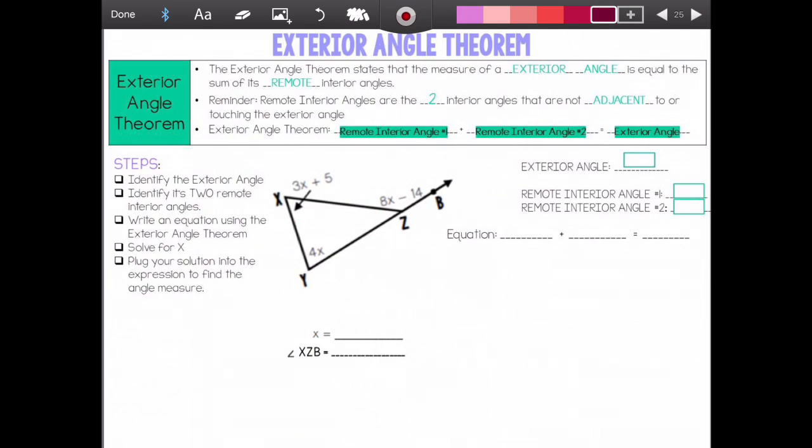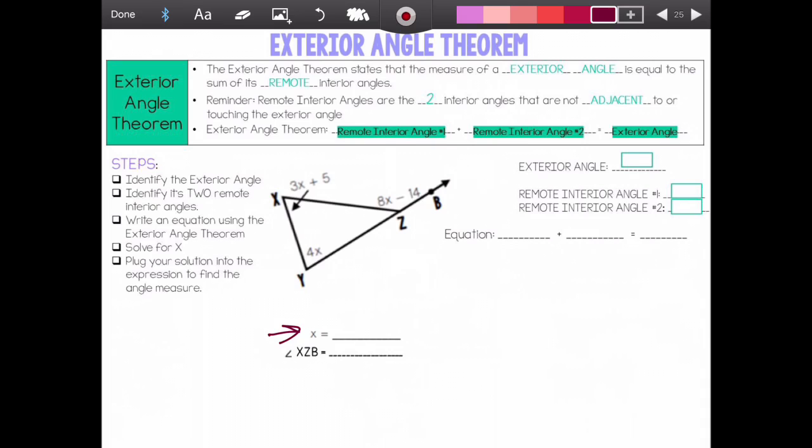The next example that they gave you, again, kind of took it to the next level, and now all the angles that you're given are all expressions. But let's see what they have us solving for. They want us to solve for x, and then the angle XZB. So start at x, go down to z, and then go to b. So we're looking for this angle here, which happens to be our exterior angle. So I'm going to fill that in.